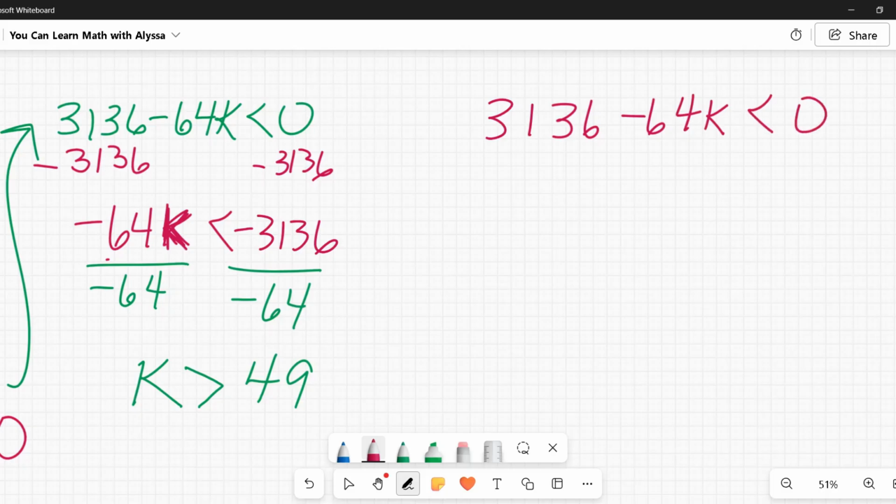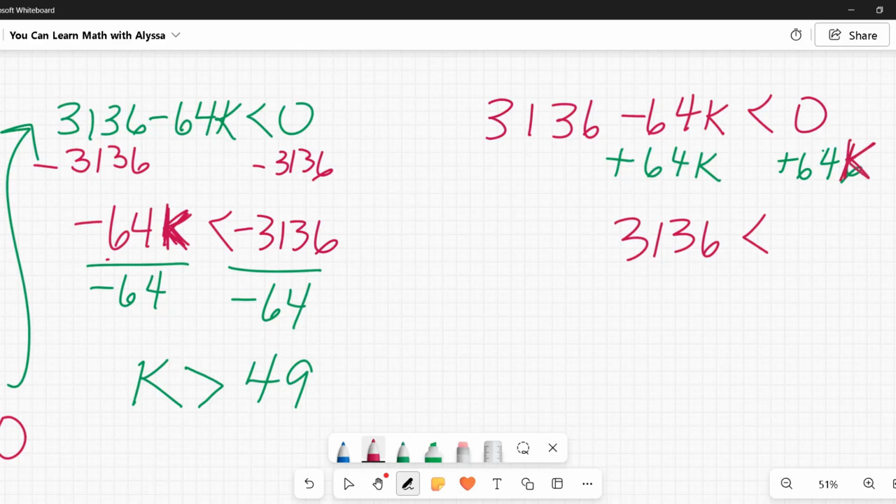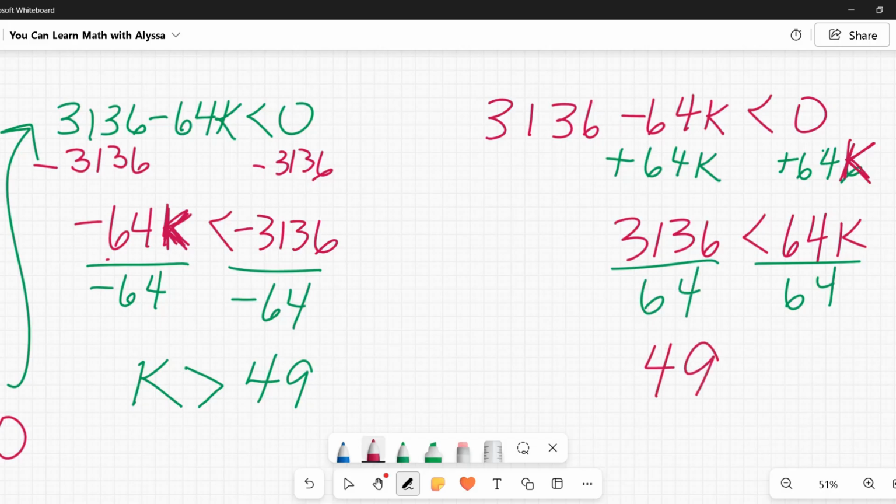What would have happened if instead of getting rid of the 3136, I had dealt with the negative 64k? What if I added 64k to both sides? Then I would have had 3136 is less than 64k. I would divide both sides by 64, going through this quickly, and I would have gotten to 49 is less than k. Look at that. It's saying 49 is less than k, or k is greater than 49.